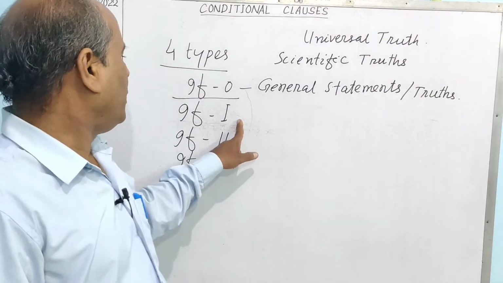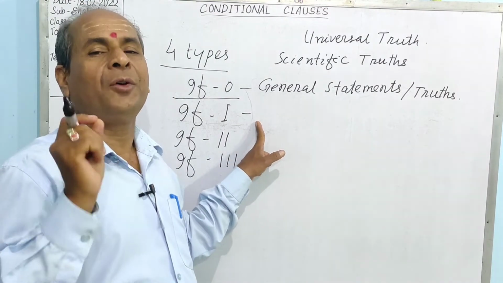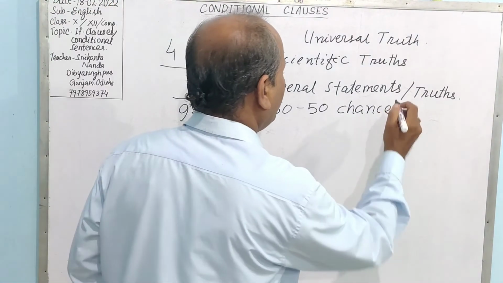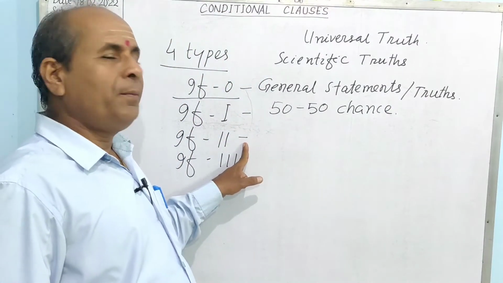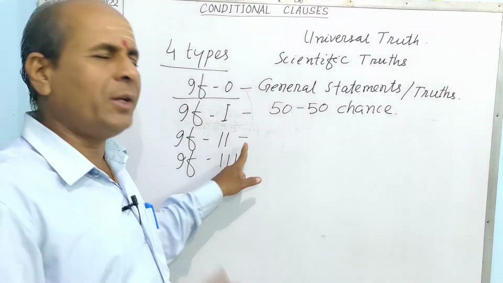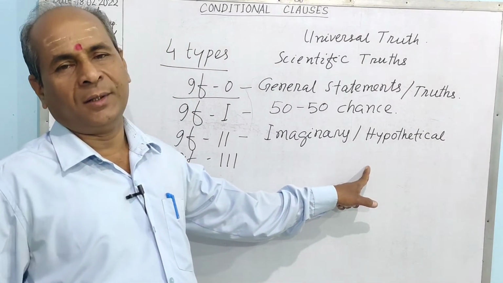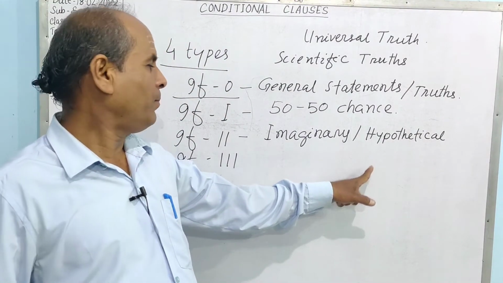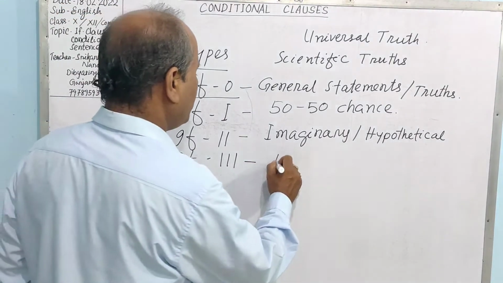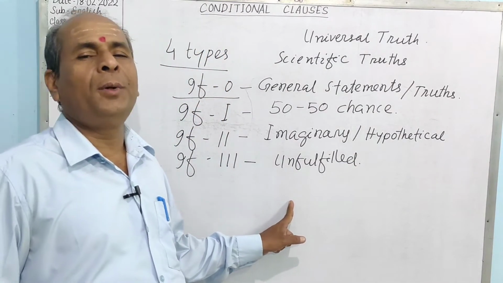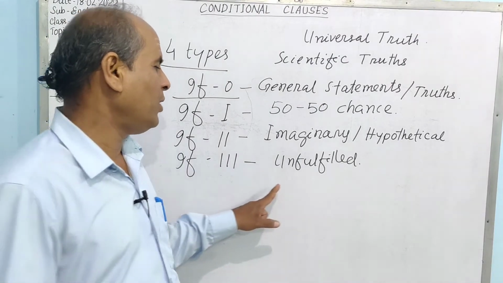Then come to the second one, that is if 1. If 1 is a 50-50 chance of possibility. It may happen or may not happen. Third, if 2. If 2 is imaginary. We can say them hypothetical sentences or hypothetical clauses. Then we come to if 3, that is unfulfilled. We can say unfulfilled means impossible, which was impossible in the past, or an unfulfilled condition.